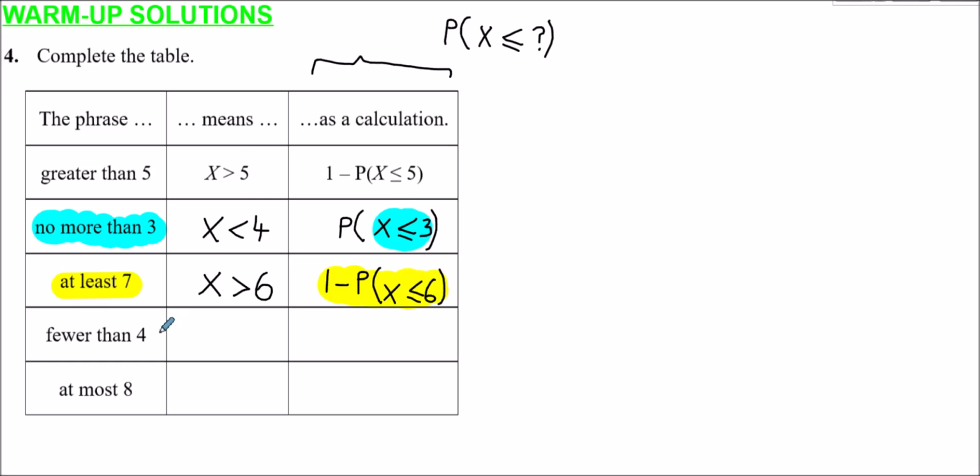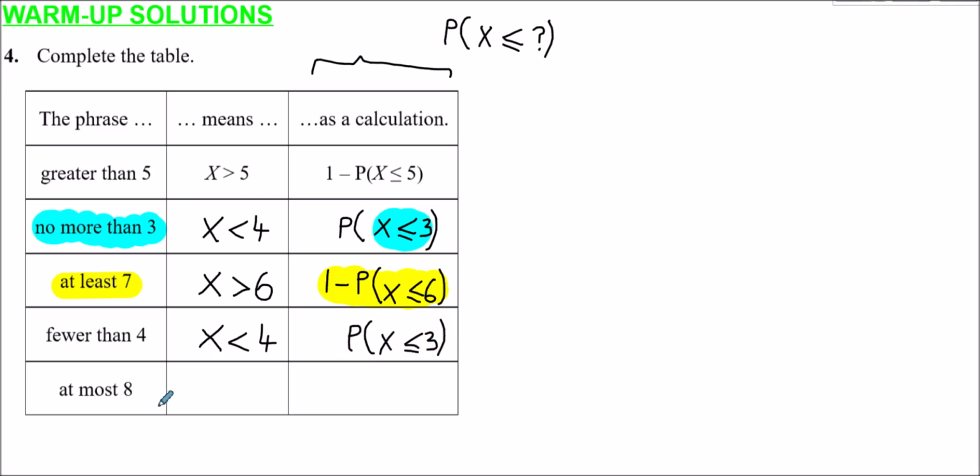Next up, fewer than 4. That means we want x to be less than 4. So if you see here, no more than 3 and fewer than 4, it's essentially the same thing when we're talking about whole numbers. No more than 3 means we can have 3, 2, 1. Fewer than 4 again means 3, 2, 1 or 0. So again, this means exactly the same thing.